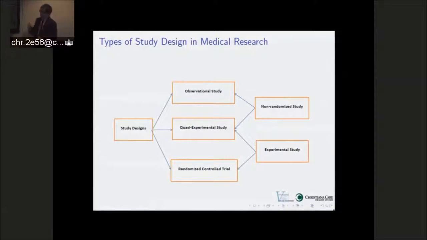So in today's talk, we're going to mostly focus on observational studies. I will also partly introduce quasi-experimental studies. But I will give you just a small idea about randomized trials.